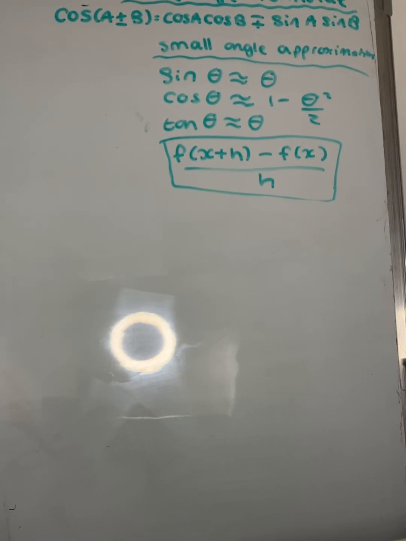How to differentiate cos of x from first principles. I wrote down a few formulae that we need for this question specifically. At the very top is the double angle formula for cos A plus B. Then I wrote the small angle approximations underneath: sine of theta goes to theta, cos of theta goes to 1 minus theta squared over 2. And then the box is the standard differentiating from first principles equation, f of x plus h minus f of x over h. And those are the three things that we'll need for this question.